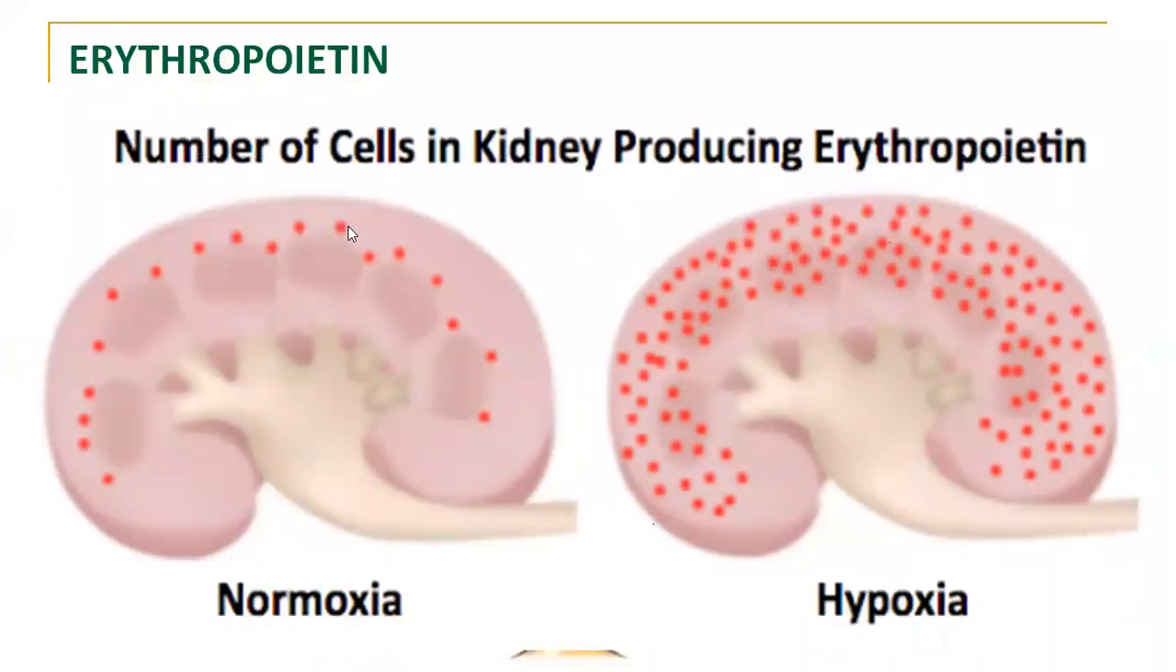Okay, so depending on the factors, in normoxia, it means you have normal levels of oxygen in circulation. You have just a few cells that are responsible for production of erythropoietin. But hypoxia is a factor that will stimulate these cells to produce more erythropoietin so that you have more production of red blood cells later on.